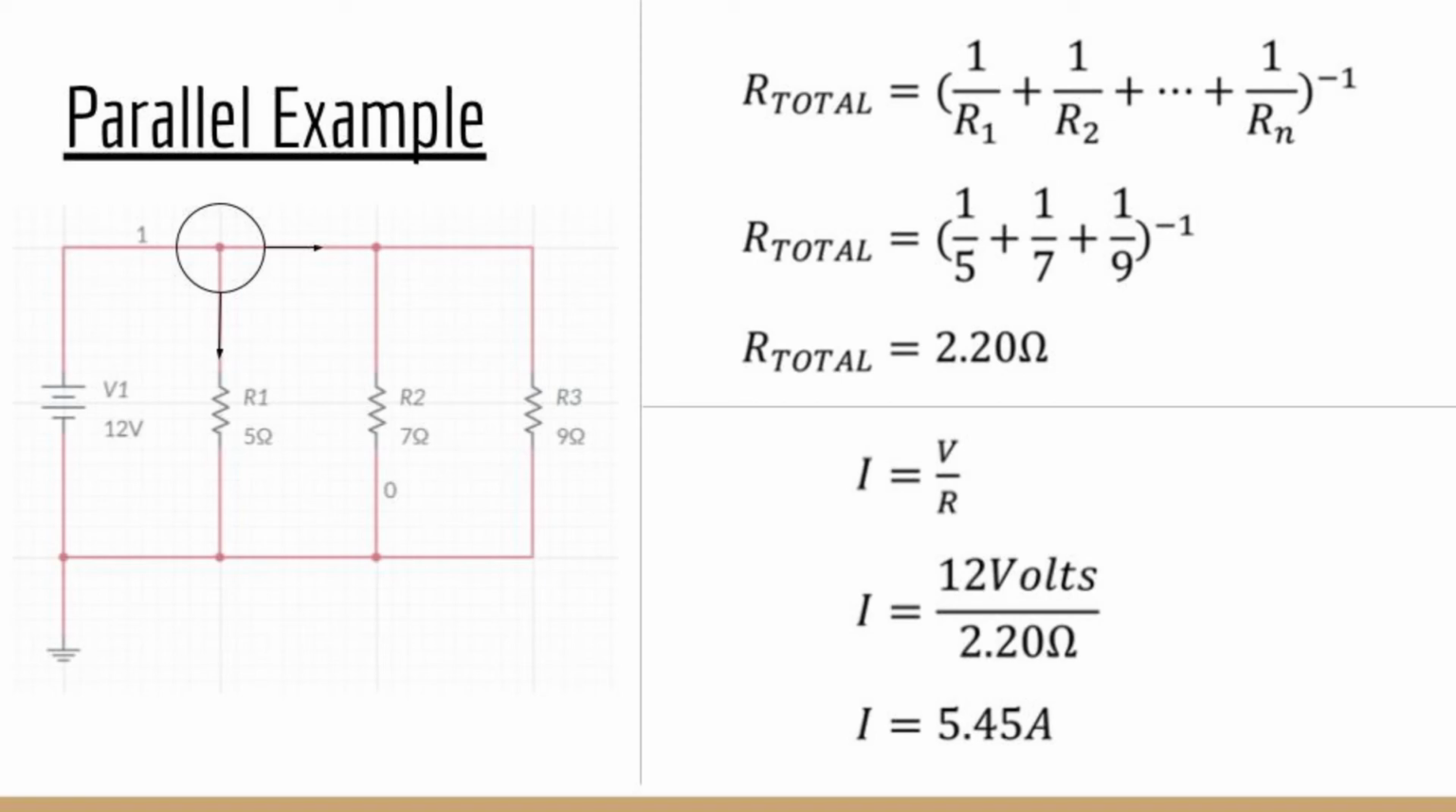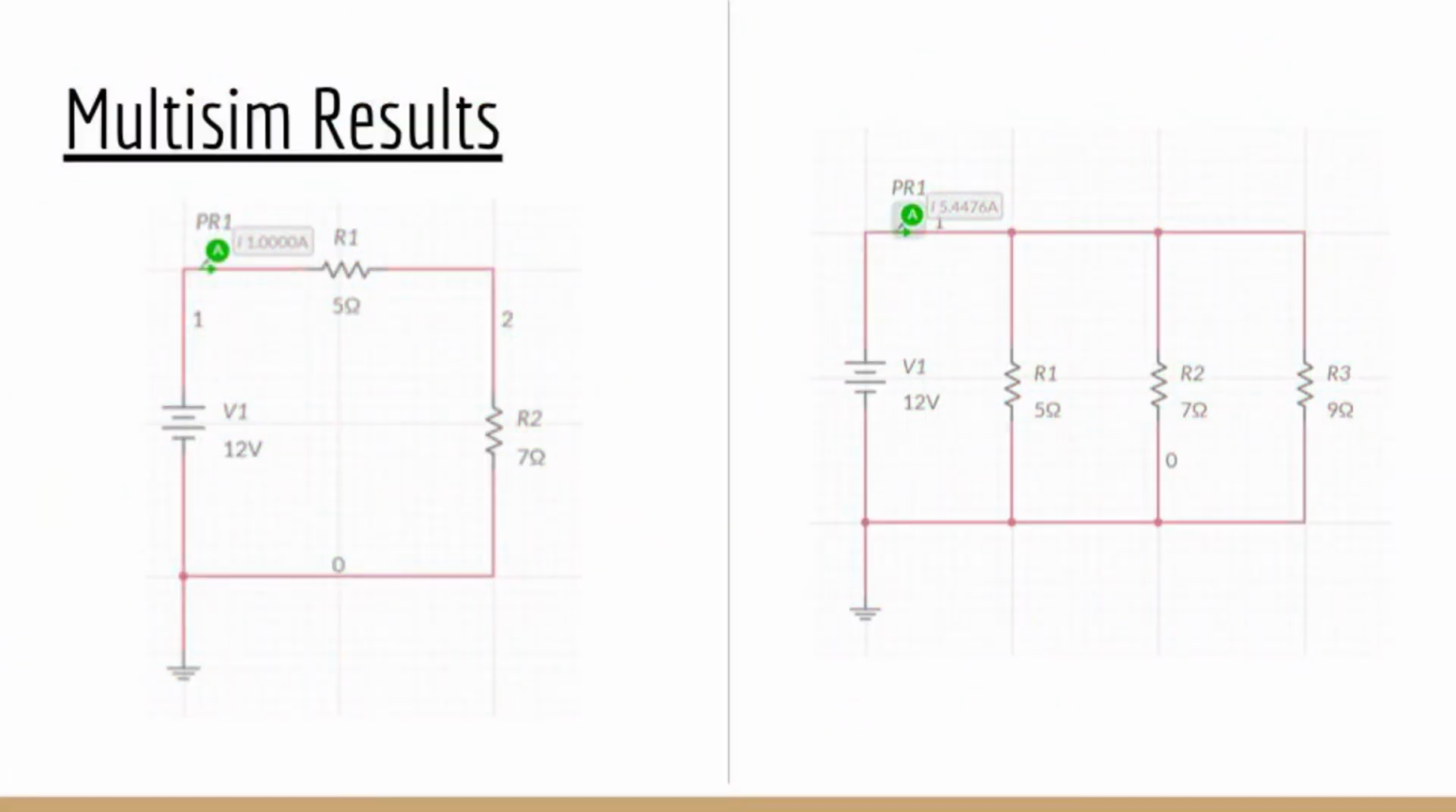Using that value, we can then calculate the total current within this circuit, which will be equal to 12 volts over 2.2 ohms, which is equal to 5.45 amps. However, this 5.45 amps is only the total, and each branch pulls a certain amount of the 5.45 amps, which also can be calculated. Now, using Multisim, we can verify and confirm our findings for both series and parallel circuits.